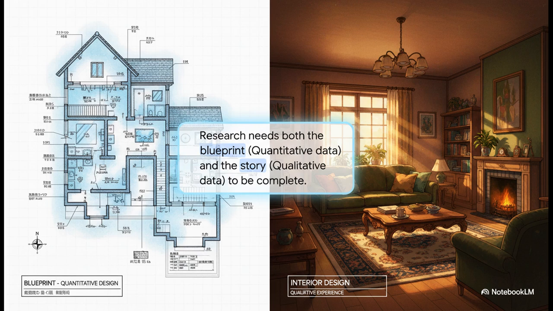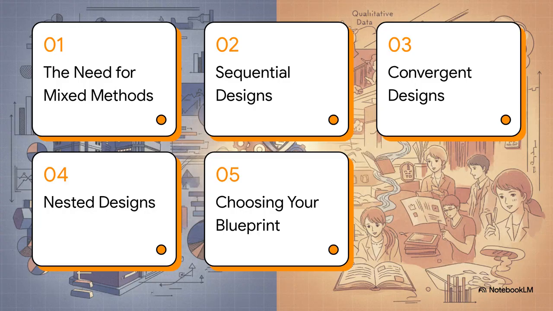Quantitative data, that's all the numbers, that's our blueprint. It gives us the structure. But it's the qualitative data, the stories, the context. That's the interior design. If you only use one, you're always going to be missing a huge piece of the puzzle. So here's the plan for our explainer today.